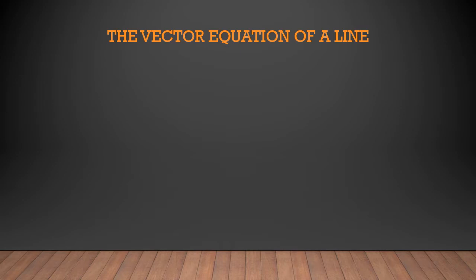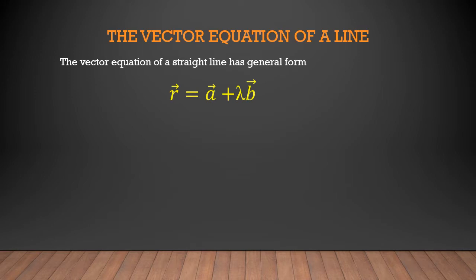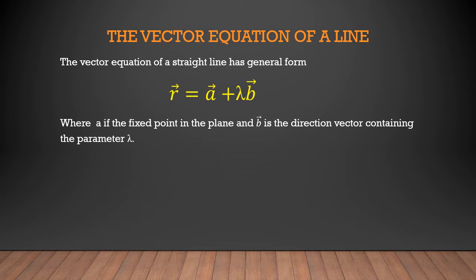So what's the vector equation of a line? The vector equation of a line has a general form of r, where r is a position vector, equals a plus lambda b. Here A is a fixed point, called the position vector, while B is a direction vector containing a parameter lambda, called the direction vector. Let's take an example to understand how to apply this.